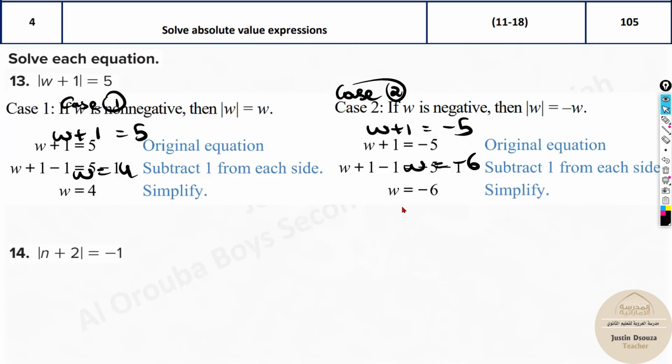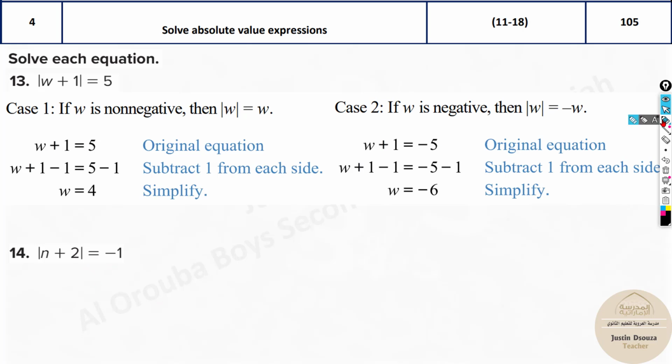These are the 2 correct answers, 4 and minus 6. Now look at this problem. How would you solve? Is it by 2 cases? Case 1, case 2, is it like that? No, look over here, it equals minus 1. There is no way when you solve absolute value, you will get an answer of negative 1. There is literally no way of getting the answer negative 1, right? So it's basically impossible. This is undefined.